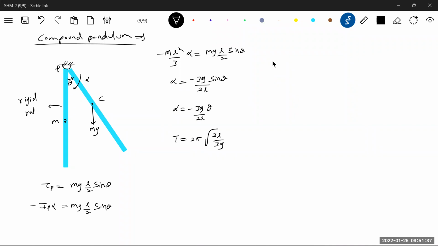Instead of simplifying, let's have a general formula. Alpha is equal to what? L by 2 is the distance PC. So I'll start from here: Ip into alpha equals mg, this distance is PC, sine theta. So alpha is equal to mg PC by Ip for small angular displacement.